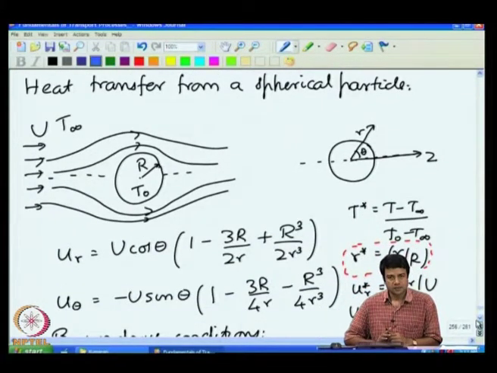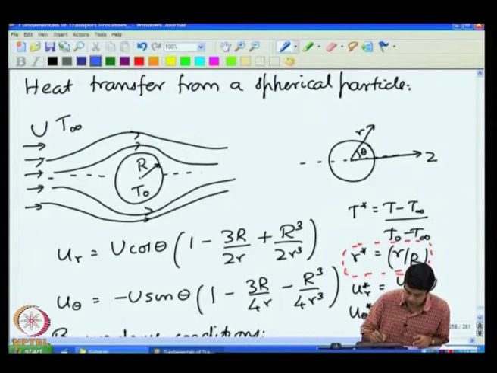And last lecture we were looking at the slightly more realistic case of the diffusion from a spherical particle. We have a particle at temperature T naught in a fluid whose temperature is T infinity far away, and there is flow past this particle. This is laminar, low Reynolds number flow. The flow is uniform, equal to capital U in the streamwise direction.